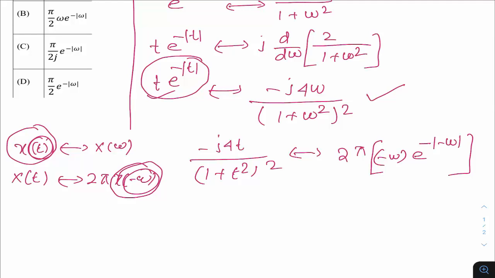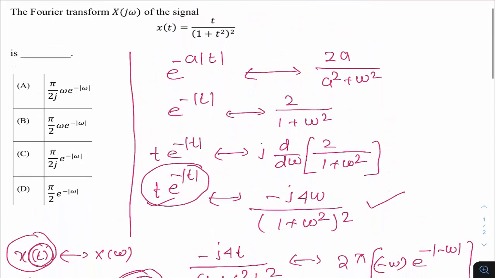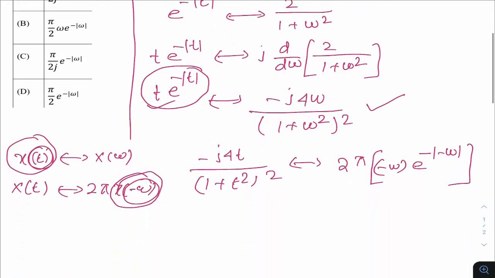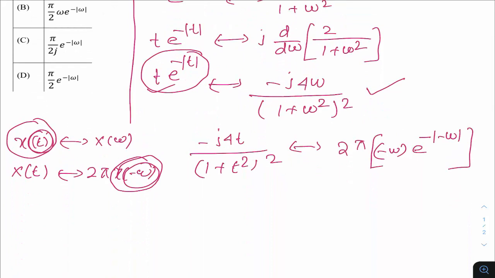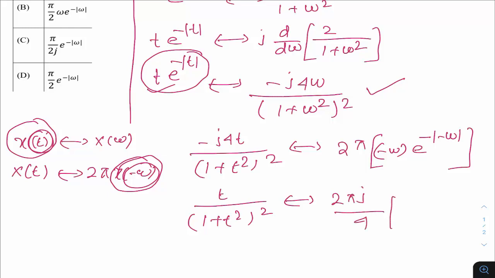So now if you see, with respect to this t, we have t here. This minus j4 I should take to the other side. So I can say t into 1 plus t square whole square. This time Fourier transform, if you bring this minus j to this side, is 2 pi j divided by 4 and this is minus of omega into e raised to power how much? Minus of mod of omega, right?